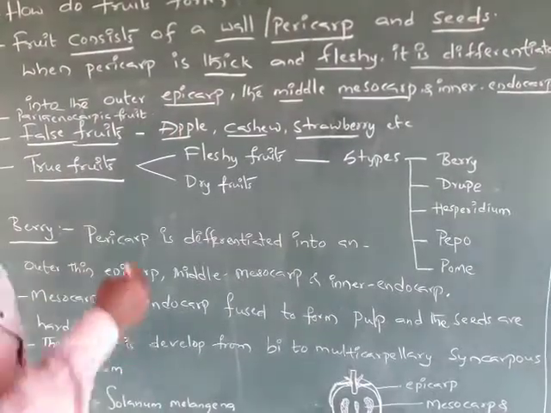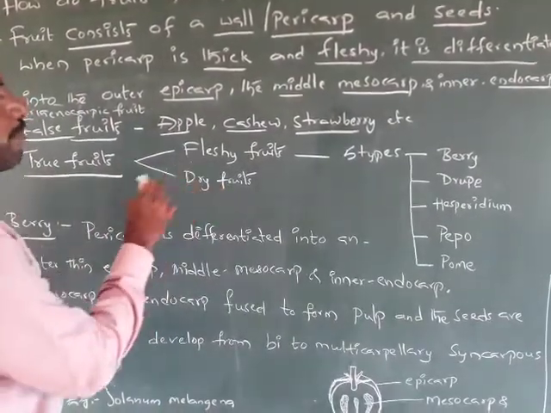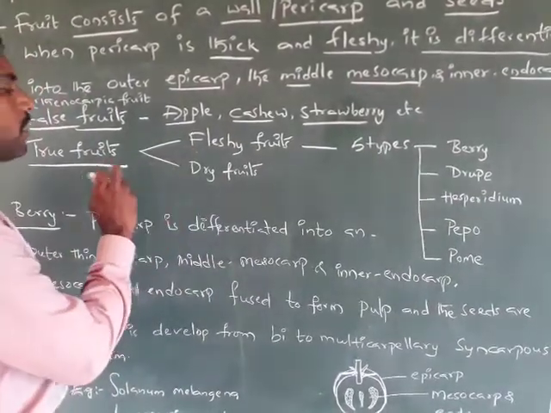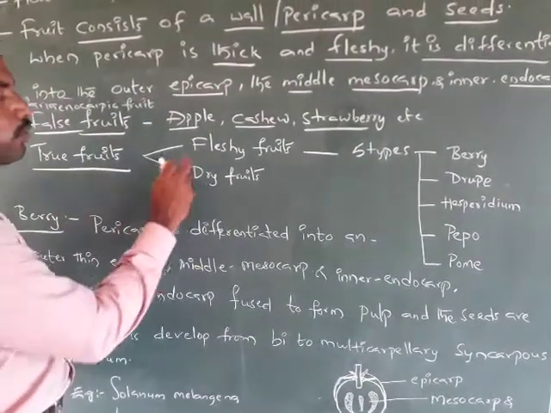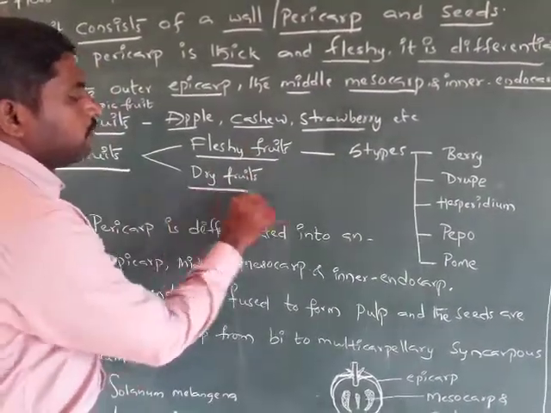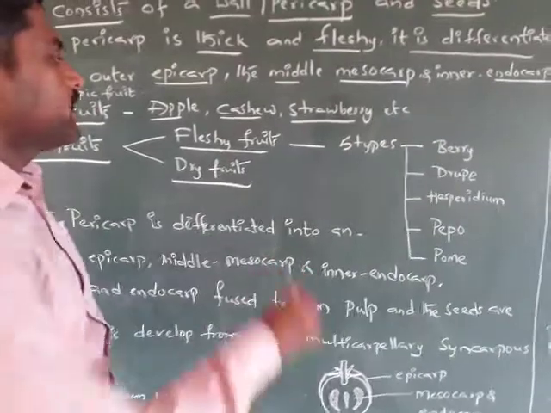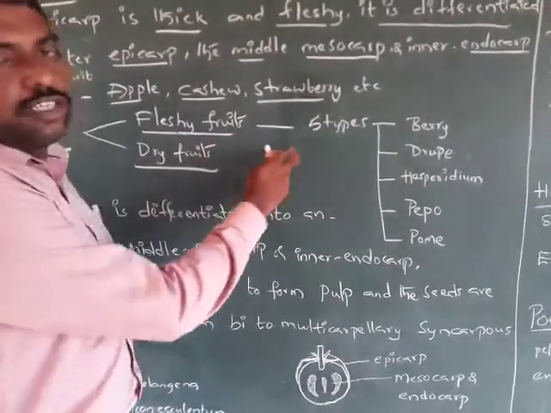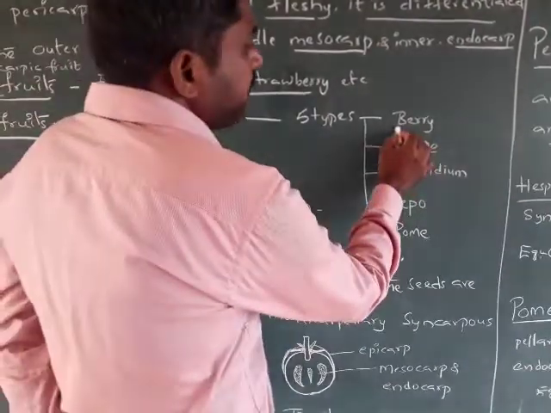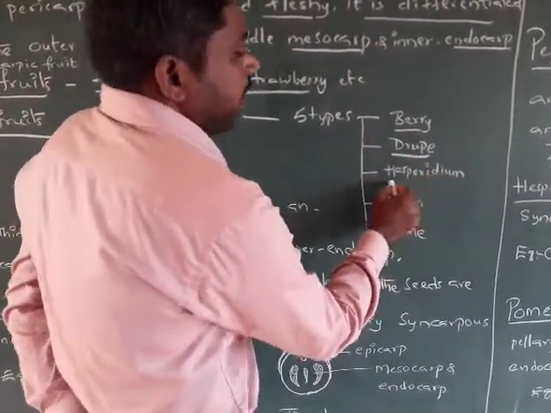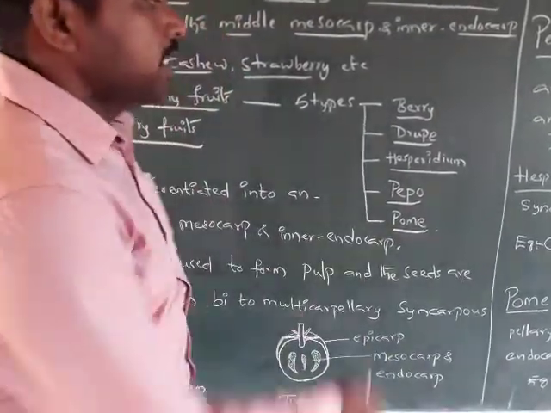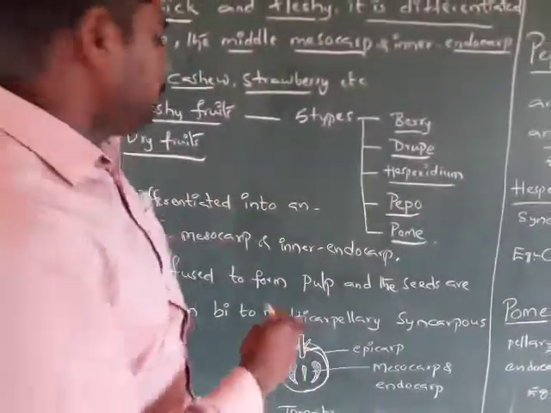True fruits are of two types based on the nature of the pericarp: fleshy fruits and dry fruits. The fleshy fruits are also divided into five subtypes: berry, drupe, hesperidium, pepo, and pome. We will discuss these five subtypes now.